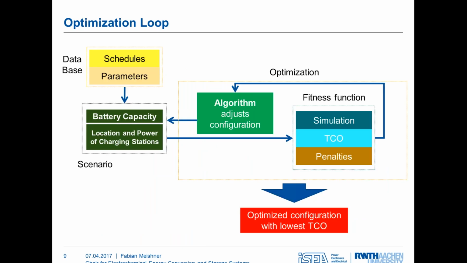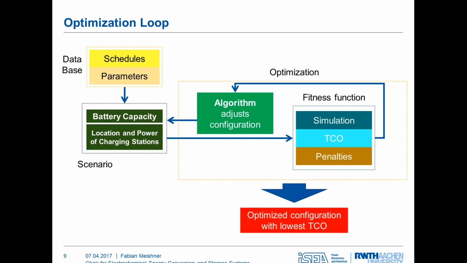So how is our simulative approach now? We start on the top left, having our database. Our database is mainly that we have the schedules, the vehicle schedules. So we know at each time point during the whole day, during the whole year, where our vehicle is, or where our vehicle will be. And from that, we also need, of course, the parameters, all the cost parameters, the estimated lifetime, and so on for all the technical components.